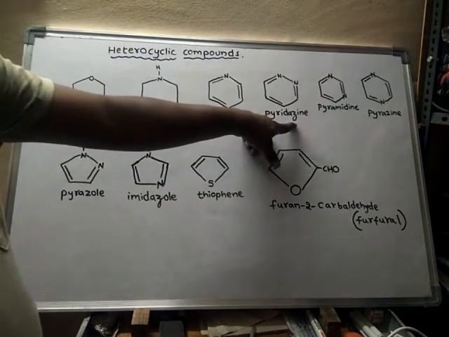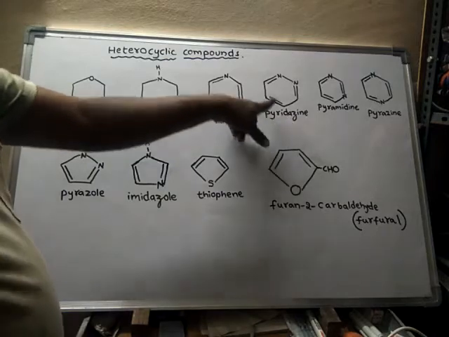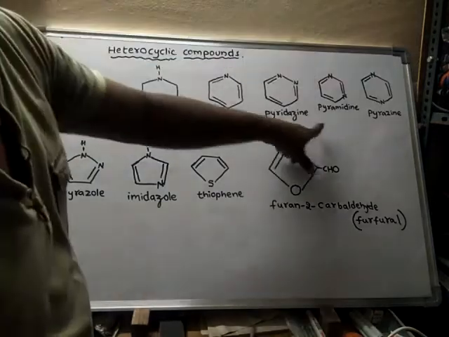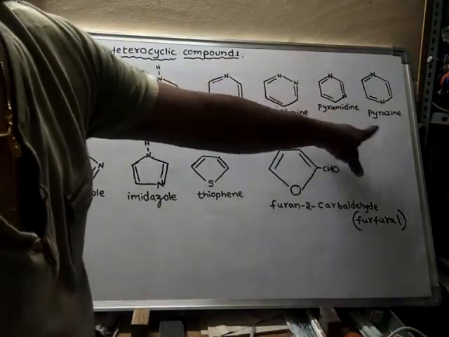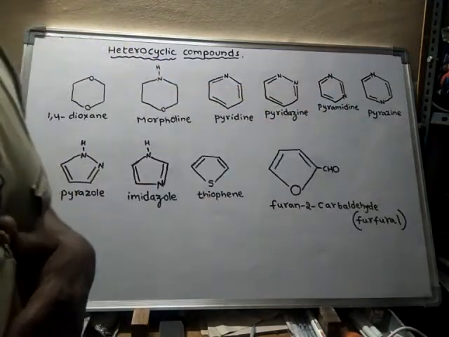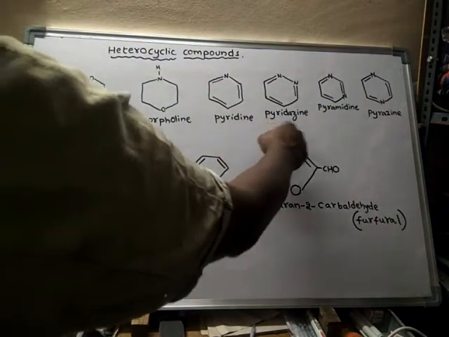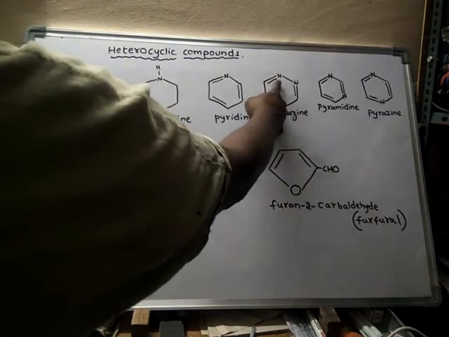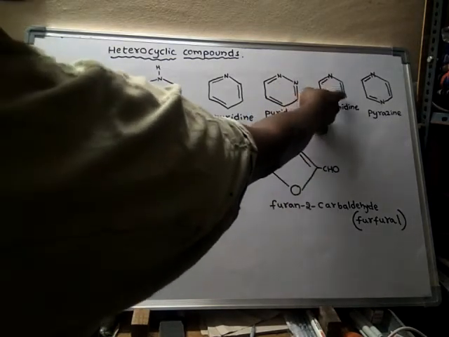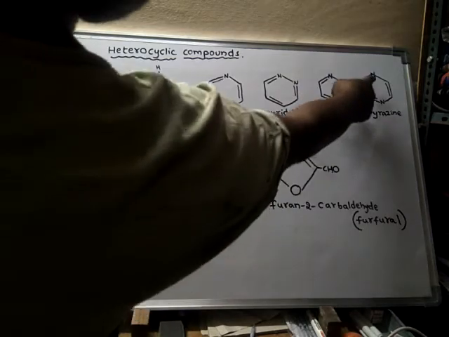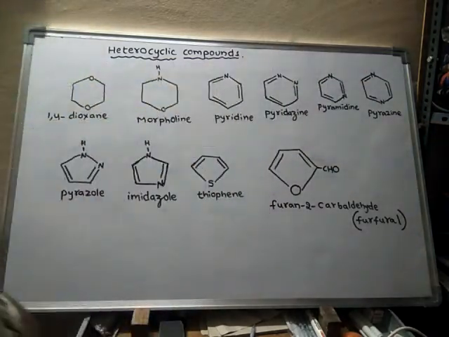So this is pyridazine. Pyridazine, so it is having two nitrogens. Even pyrimidine is also having two nitrogens, and pyrazine is also having two nitrogens. But in pyridazine, the two nitrogens are adjacent. Here they are in meta position, and they are in diagonal position.